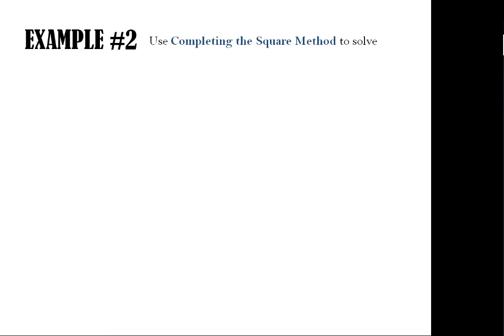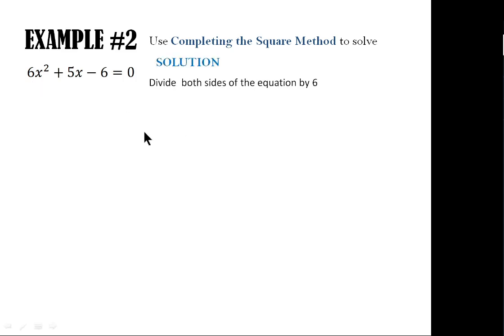Use the completing the square method to solve for 6x squared plus 5x minus 6 is equal to 0. Notice that the numerical coefficient of x squared is 6. Make sure that the coefficient of x squared is 1. So in this case, our numerical coefficient is 6, so we're going to divide both sides of the equation by 6. So we have 6x squared divided by 6 plus 5x divided by 6 minus 6 divided by 6 is equal to 0 over 6.